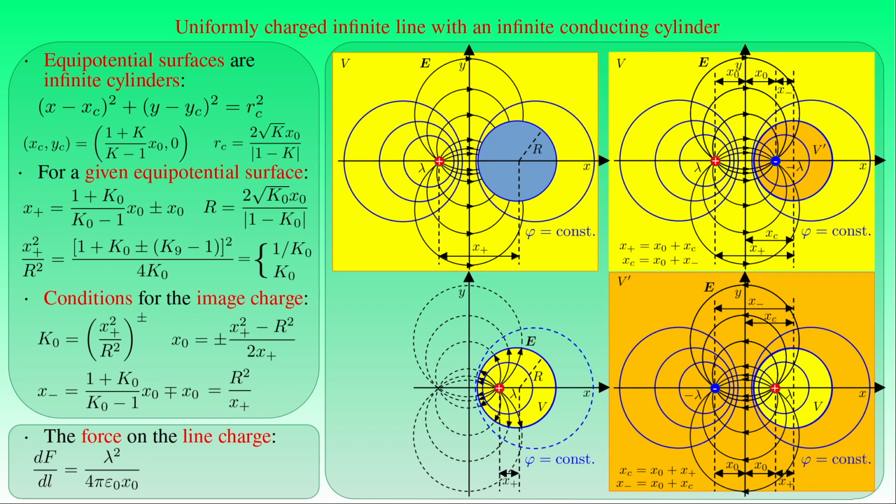If we substitute the expression obtained for x naught into the right-hand side of the equation, then we can write the magnitude of the force per unit length as the square of the linear charge density lambda times the distance x sub plus between the line charge and the center of the cylinder, over 2 pi times the vacuum permittivity epsilon naught times the difference between the square of the distance x sub plus and the square of the radius r of the cylinder. This formula becomes singular if the distance x sub plus is equal to the radius r, that is when the line charge is on the surface of the cylinder.